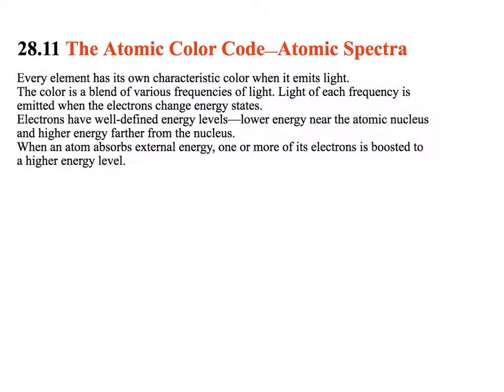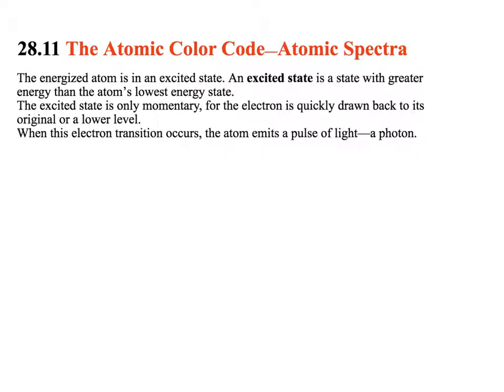Should have talked about these kinds of things in chemistry, when you have all your different orbitals, all the different energy levels of electrons, and you can move the electrons out from the center. The energized atom is in an excited state. An excited state is a state with greater energy than the atom's lowest energy state. The excited state is only momentary, for the electron is quickly drawn back to its original or lower level. When this electron transition occurs, the atom emits a pulse of light, or a photon.